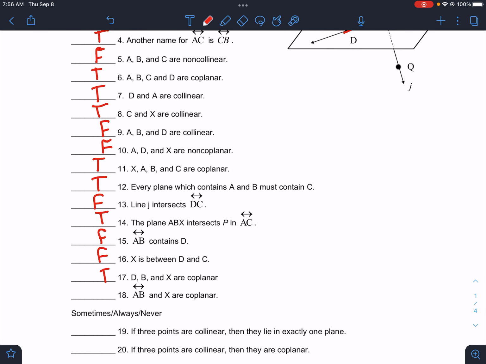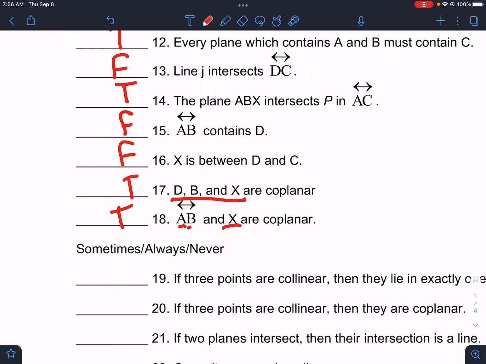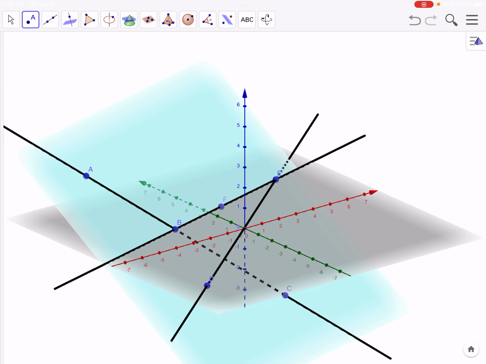True, I don't even need a picture. Why? Three points have to be coplanar. 1, 2, 3 points have to be coplanar. D, B, and X would be a plane going this direction. Got it, no problem. What would it look like in the other picture?